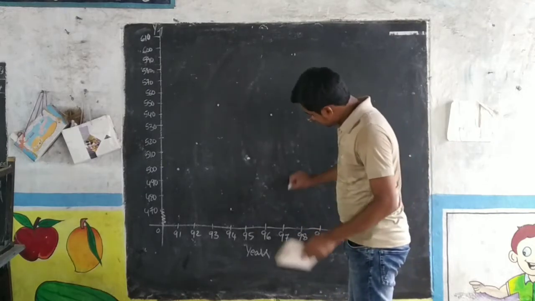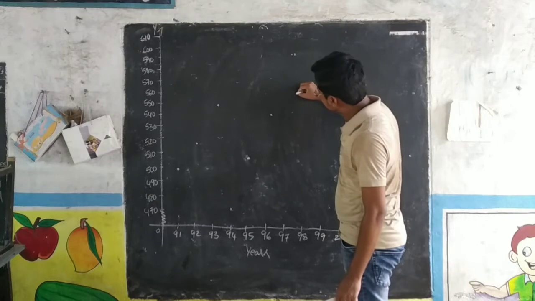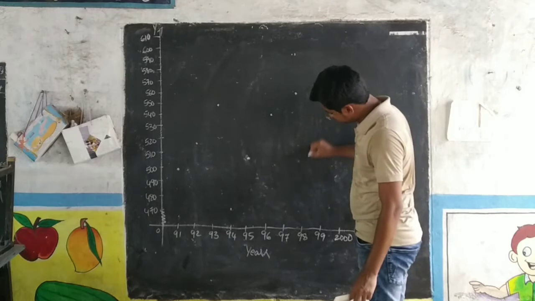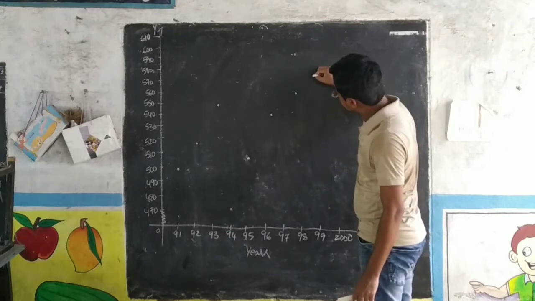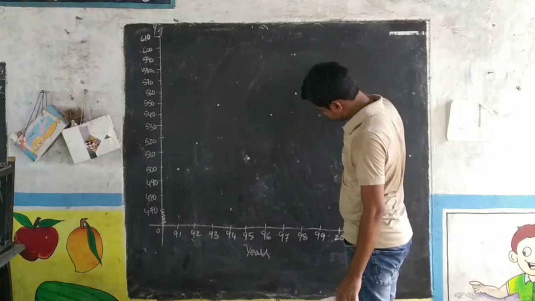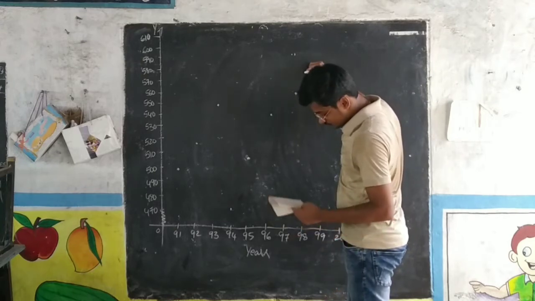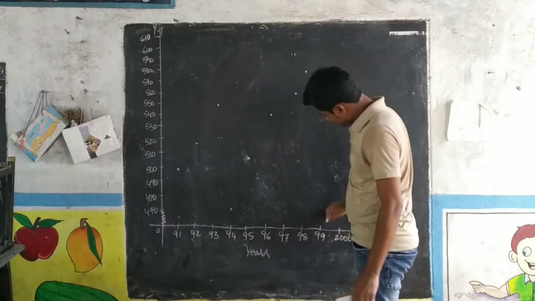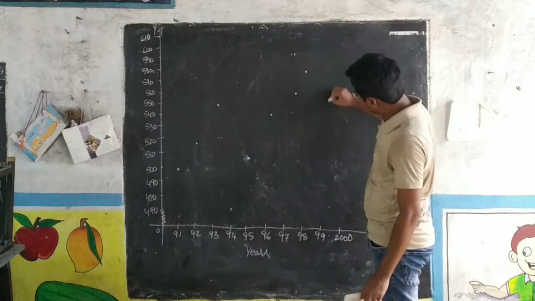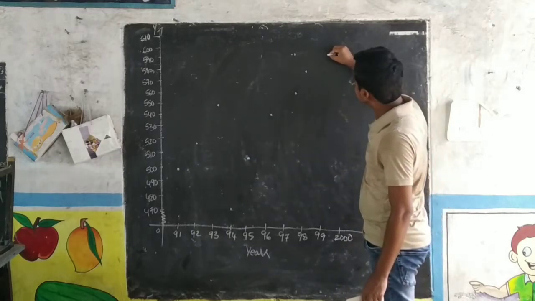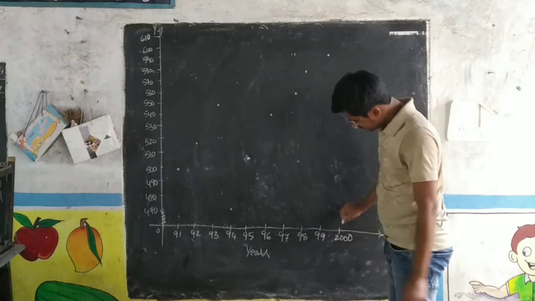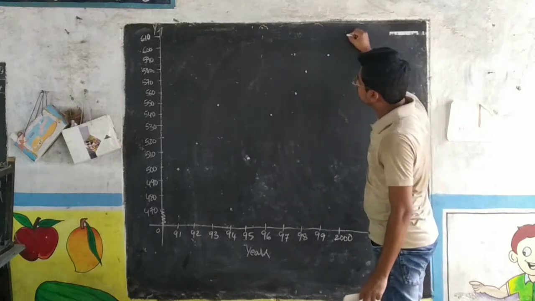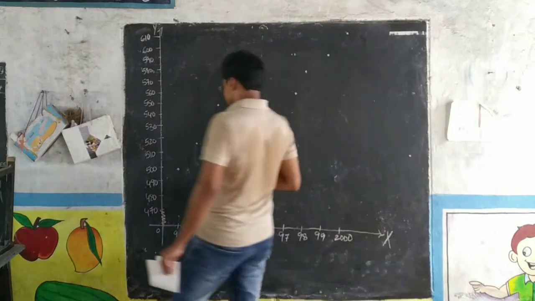1997, 560. 1998, 570. 1999, 590. 2000, 610.